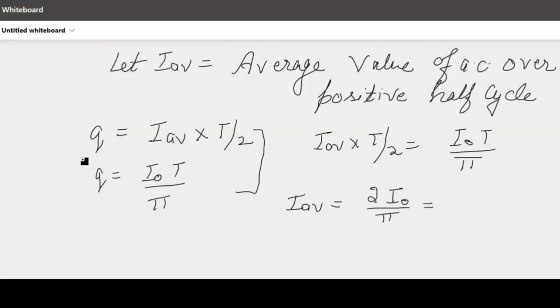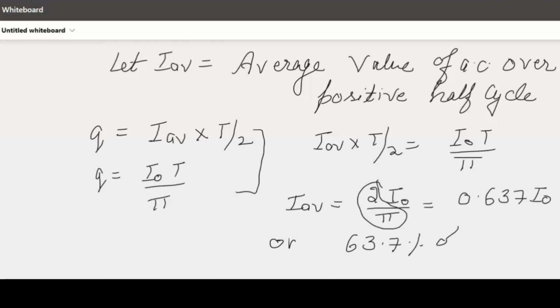So this is equal to 0.637 after dividing 2 by pi, and it gets multiplied with the I naught. We can also write it in the form that this is 63.7% of I naught. So this is the value of the average current.